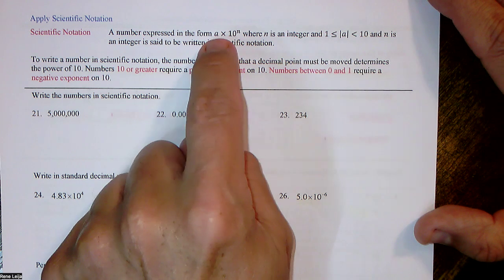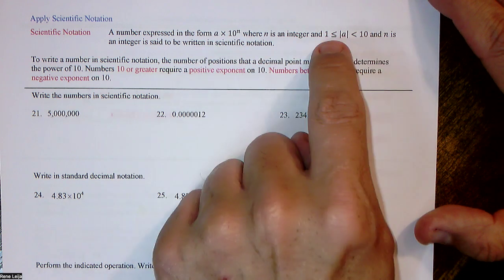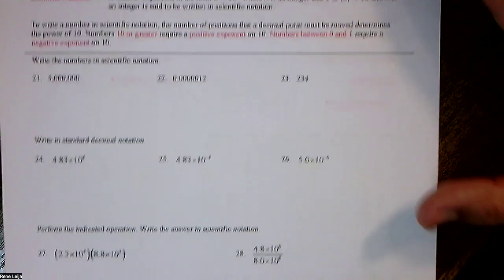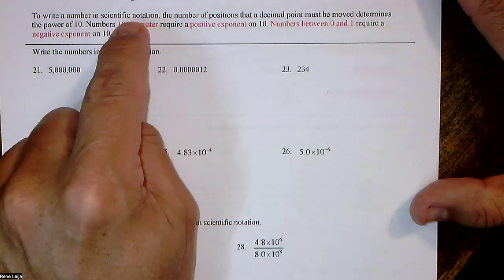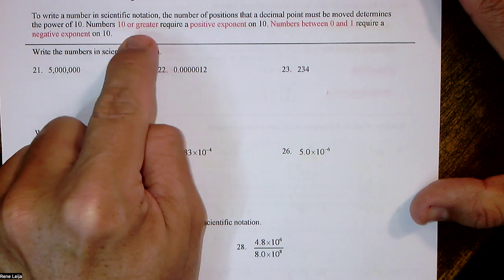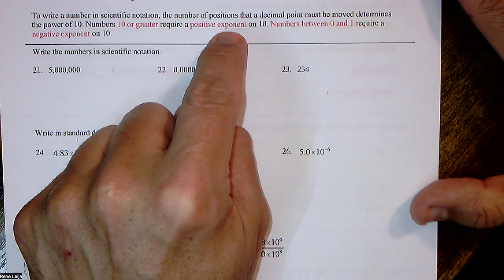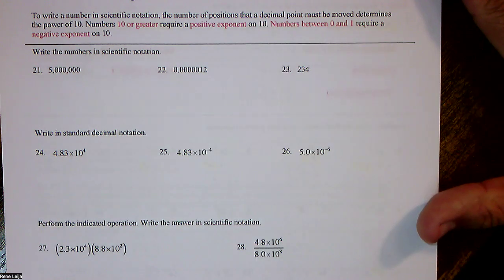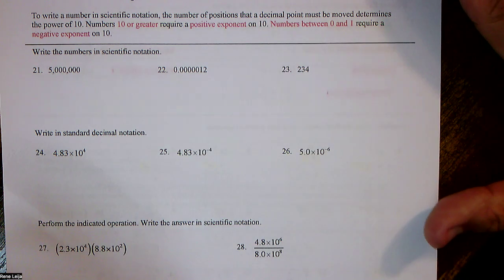So this number has to be a number between 1 and less than 10. The way that we do this is to write a number in scientific notation. The number of positions that a decimal point must be moved determines the power of 10. Numbers of 10 or greater require a positive exponent on the 10. Numbers between 0 and 1 require a negative exponent.